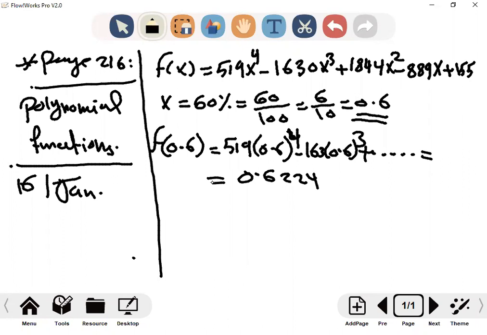Read the question. The question wants us to find the core density of the sun at a radius of 60%. So x is how much? 60%, but we cannot substitute a percent inside the function. We need to substitute a real value. So we turn this 60% into a real value: 60 over 100, simplified, 0.6. Is this clear? Right. Now go to the check. Down, down, down. Go to the check. See it? Read, Abu Khalifat. Come on.